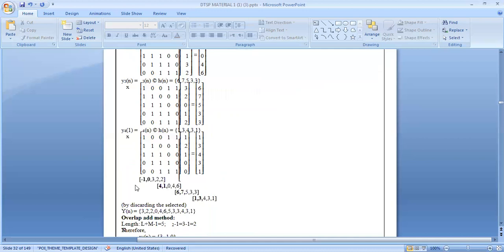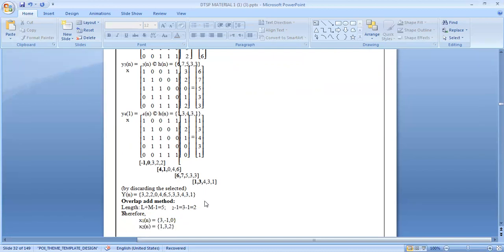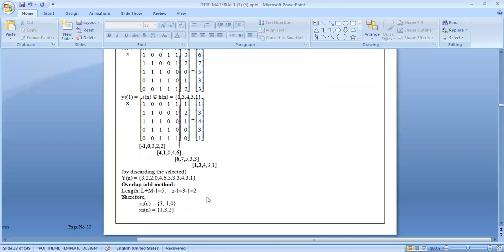So what is the answer you will be getting? Minus 1 0 3 2 2 4 1 0 4 6 6 7 5 3 3 1 3 4 3 1. What you should do is discard the selected values where we made the appended zeros. So the first two values will be discarded. We'll be getting 3 2 2, the next will be 0 4 6, the next will be 5 3 3, and the last one will be 4 3 1. This is the method for the overlap save method.